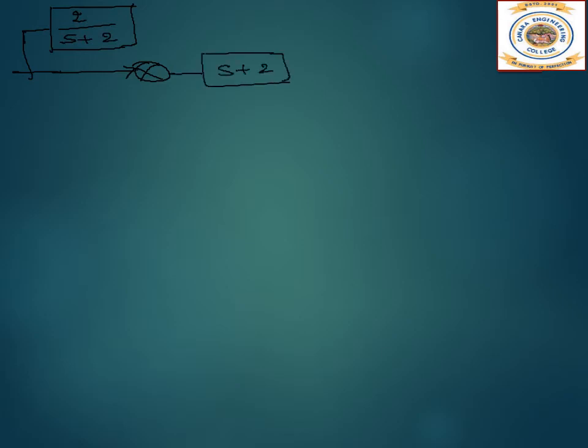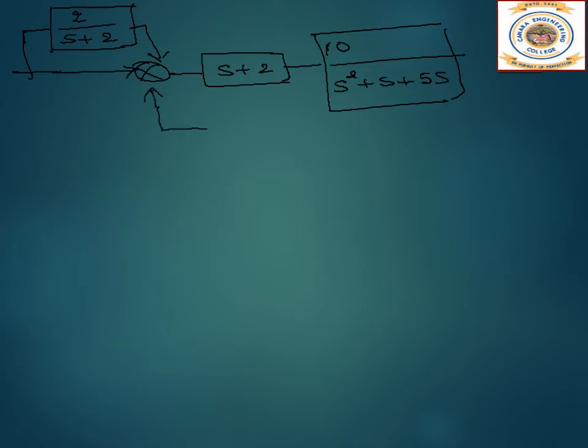And here we have S plus 2 and this is this over here. Okay, we have here 10 into 10 divided by S square plus S plus 5S. Okay, S square plus 6S will come, and in the feedback path we have 1. Alright, so this is R and this is C. Now see this block and this, here there is nothing, means it is 1. So they are connected in parallel.